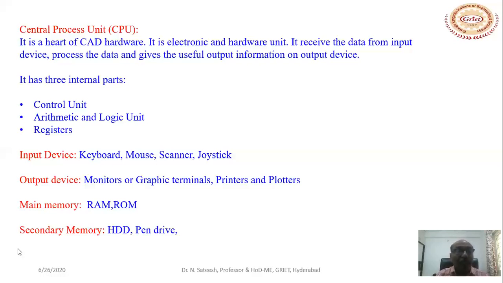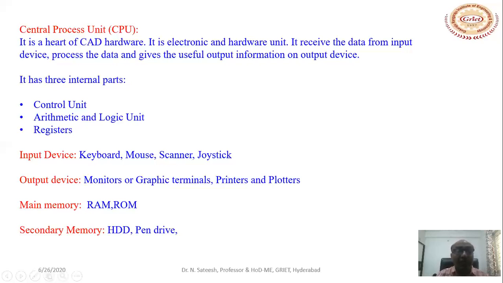Mouse is a cursor control device. The vertical bar which is blinking on the computer graphic terminal is called the cursor. With the help of the mouse, we can move the cursor anywhere on the computer screen, and we can give the input data onto the computer screen and computer memory.